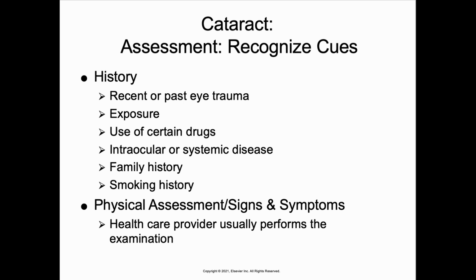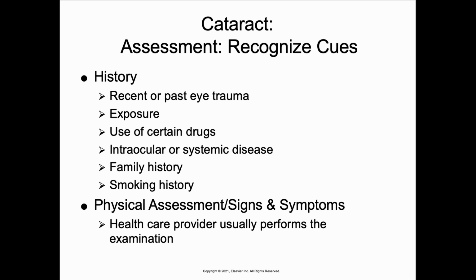We know that if they have lupus and they're on the hydroxychloroquine, they need eye exams every 6 months because it can cause damage. So you want to make sure that if they're on certain drugs. Intraocular or systemic diseases, family history, smoking history.